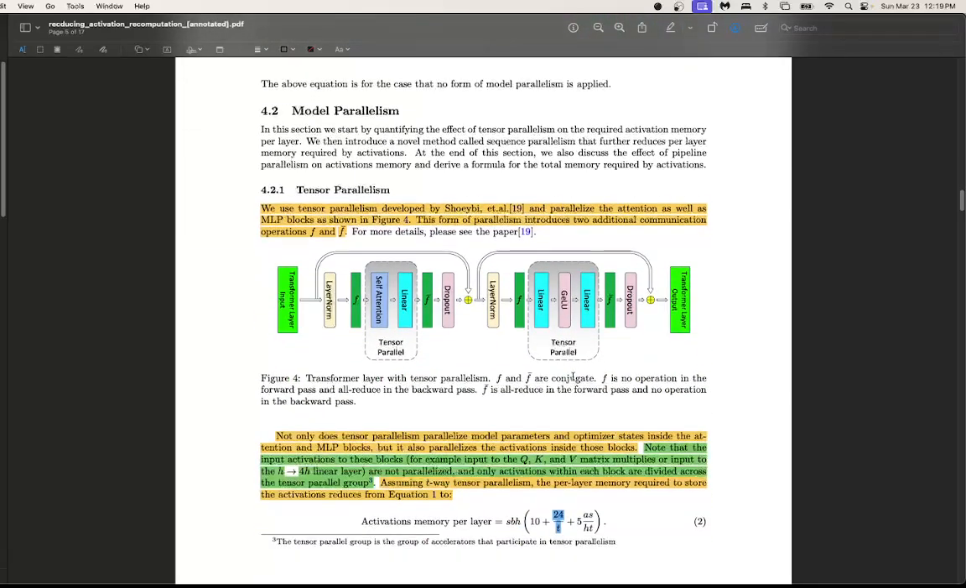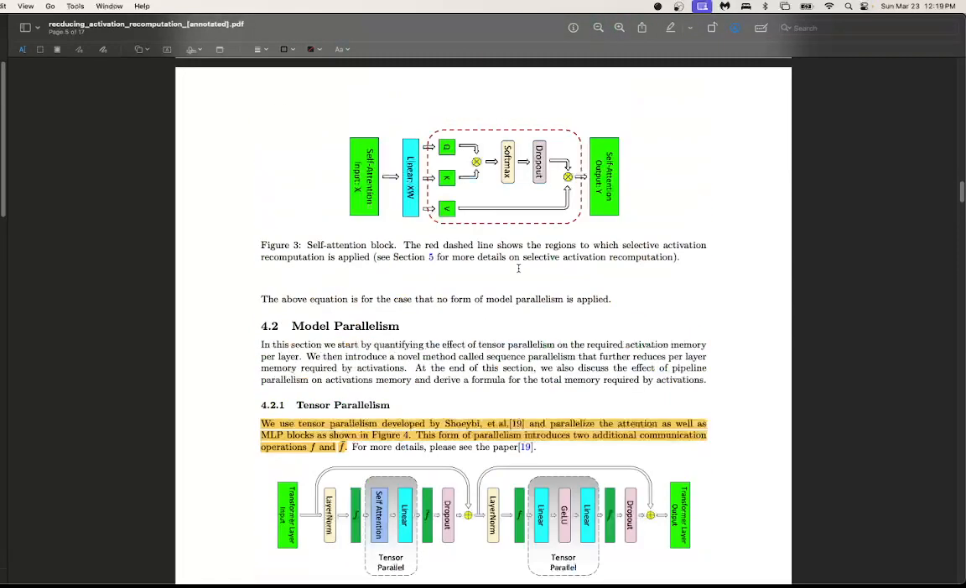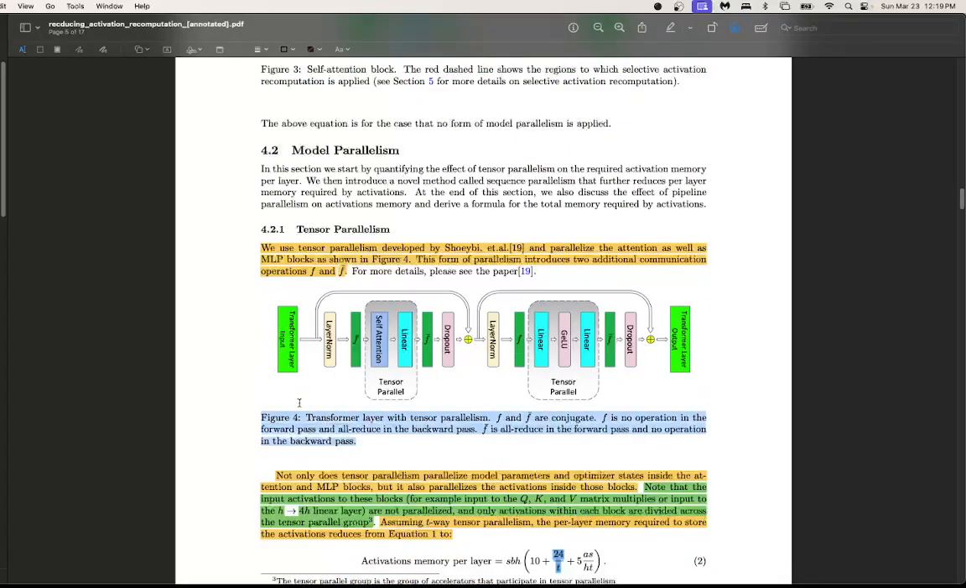Cool. Now what we're going to do is see how tensor parallelism affects this. This is directly referencing the form of tensor parallelism from the Megatron-LM paper, right? You remember last time, there's the F operator, which is no operation in the forward pass, and then it does an all-reduce in the backward pass, and F bar is the conjugate. So after this tensor parallel region, we have to all-reduce the output, right?